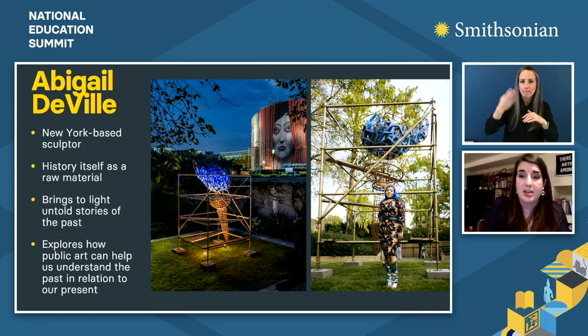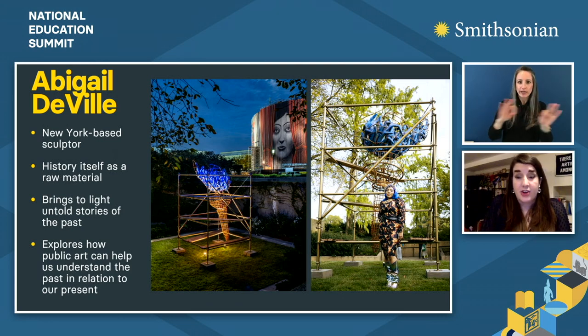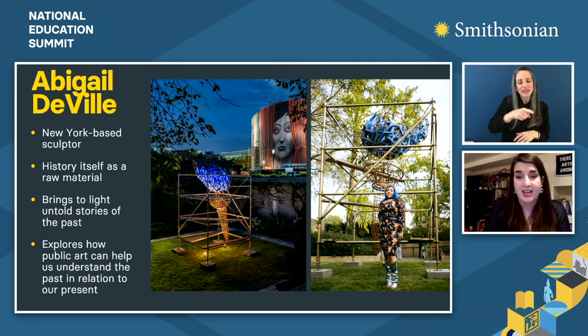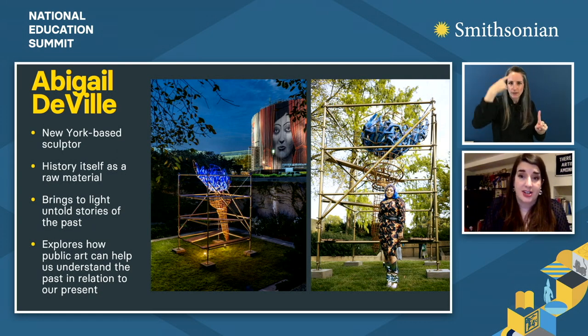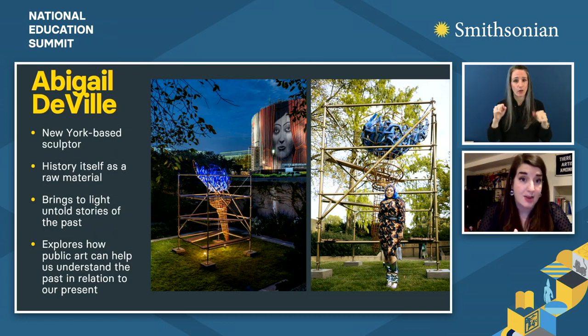In referencing America's long heralded emblem of freedom, the Statue of Liberty, DeVille created this piece in response to George Floyd's death in the summer of 2020 and the uprisings that followed it across the nation. So she takes this classic American symbol of freedom and asks us to consider who democracy is for, who has the right to freedom. Her work in general discusses the role of public art and performance and the roles that can play in bringing to light untold and overlooked stories so we can understand them in relation to our current times and also as we look to the future.